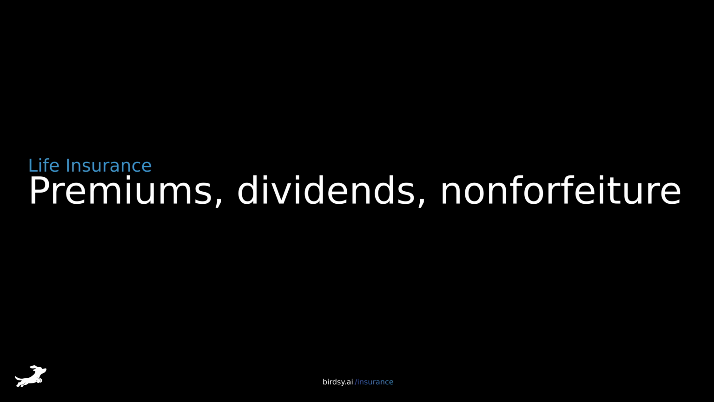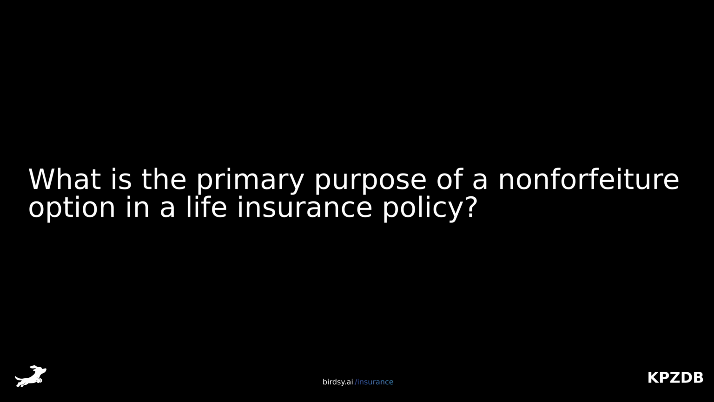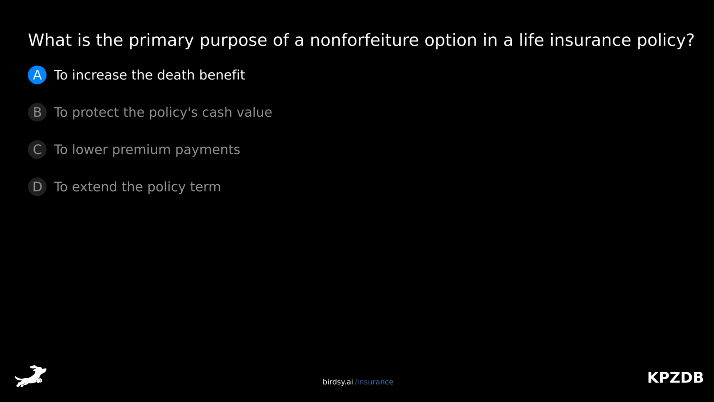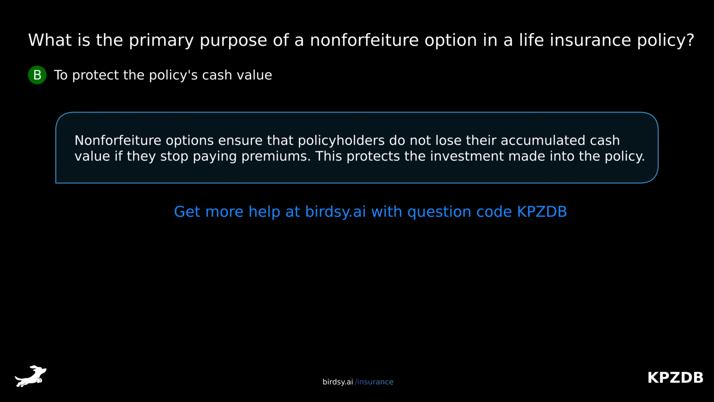Premiums, dividends, non-forfeiture. What is the primary purpose of a non-forfeiture option in a life insurance policy? Is it A. to increase the death benefit, B. to protect the policy's cash value, C. to lower premium payments, or D. to extend the policy term? The answer is B. to protect the policy's cash value. Non-forfeiture options ensure that policyholders do not lose their accumulated cash value if they stop paying premiums. This protects the investment made into the policy.